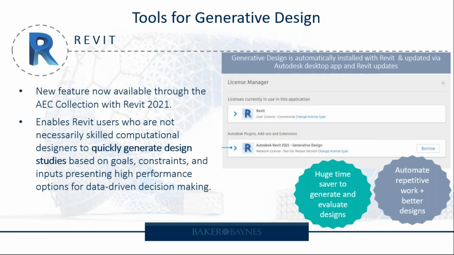And they can create design studies based on goals, constraints, and inputs to derive a high performance option, which then allows for more informed decision making. Also, just to note is that this generative design tool is automatically installed with Revit, and it's updated via the Autodesk desktop app and also with your Revit updates. If we just look at some of the benefits, once again, it's a huge time saver as you can generate and evaluate a lot more design options, and it also automates repetitive work and creates better designs.